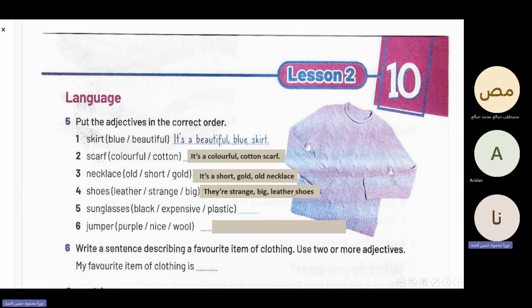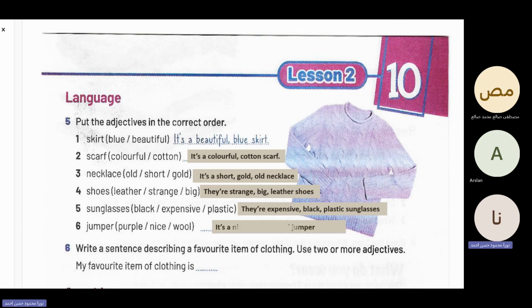We have the material, which is leather. What about the next one? Let's have it. Okay, so I want to describe the noun sunglasses. So I start with expensive, color black, and material plastic. So I say they are expensive black plastic sunglasses.